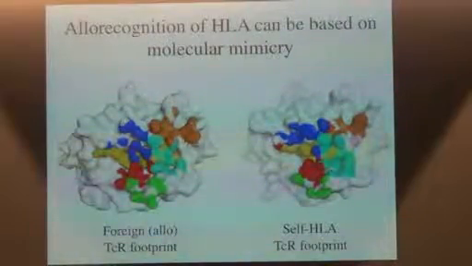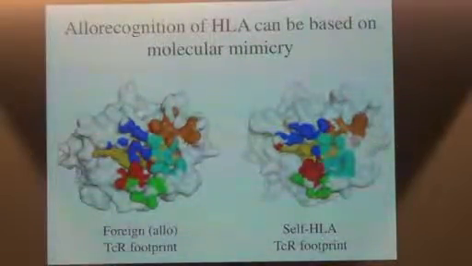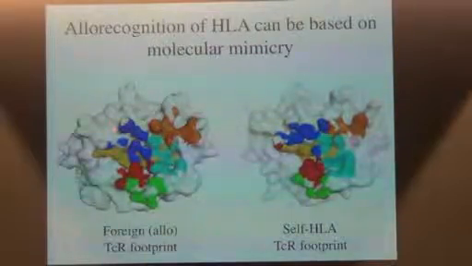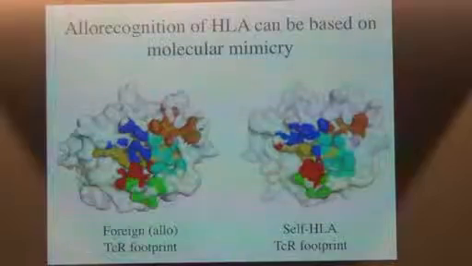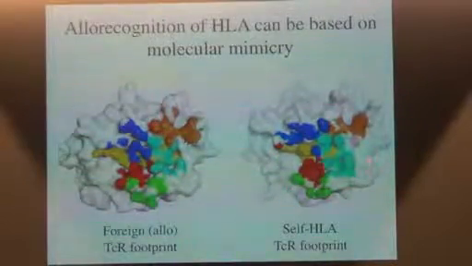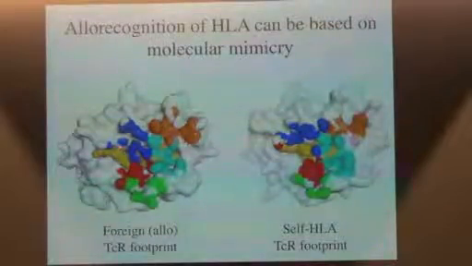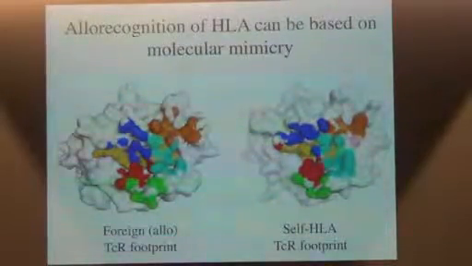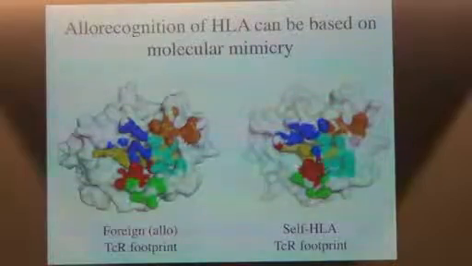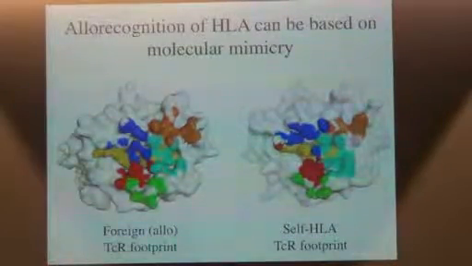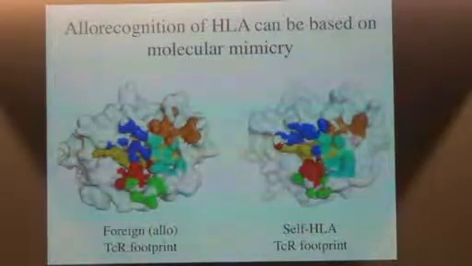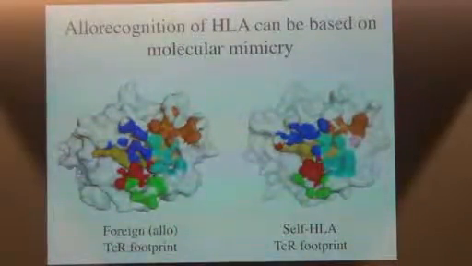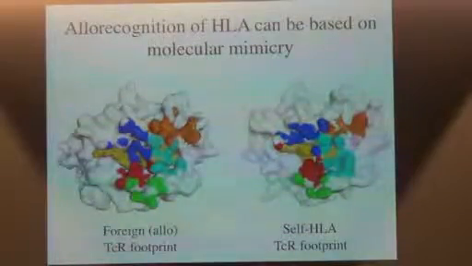And this is an actual footprint of a T cell receptor that's rejecting a graft, and here's the footprint of what it's recognizing on the graft HLA, which is a totally different HLA from this one, which is the self HLA. But you can see that the actual footprint looks very much like this one. So there's a red splotch here, there's a red splotch there, there's a green splotch there, green splotch there, etc. So this is a thing we call molecular mimicry.